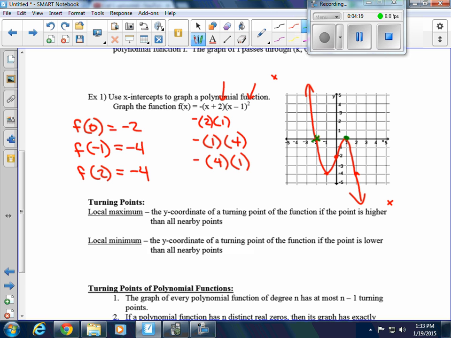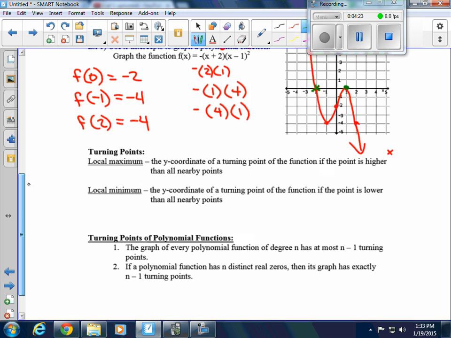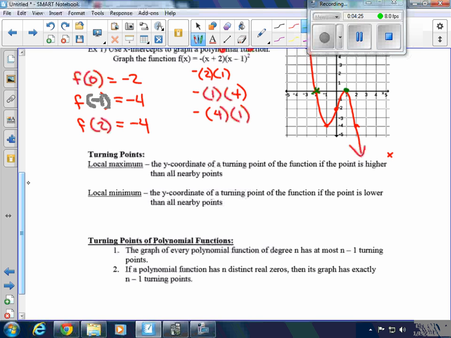Well, the next thing we're going to look at is something called the turning points. The turning points are the places where our graph changes direction. And we're going to talk about two different types of them. The local maximum, well, obviously the maximum means the highest point. However, we're going to have local maximums and then local minimums. Okay, so it's the highest point of all nearby spots and the lowest point for all nearby spots.